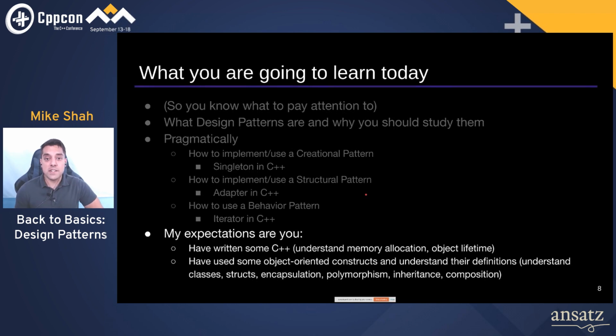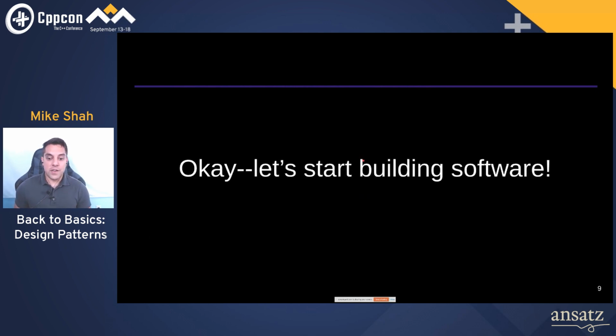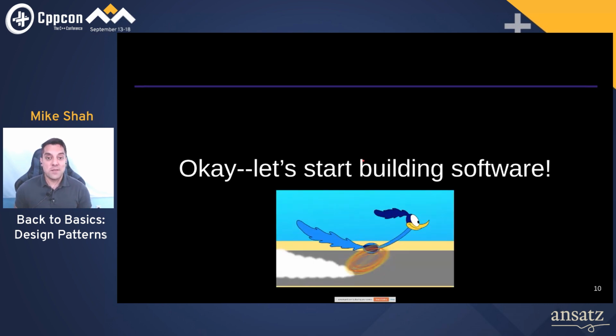Okay, so my expectations are, if you're watching this talk, that you have written some C++, you understand some of the basics about things like memory allocation, object lifetime, and so on. I'm also expecting that you'll know a little bit about object-oriented constructs, things like classes, structs, encapsulation, polymorphism, inheritance, composition. All these good things should be familiar terms for you. Okay, so with that, let's dive in. Let's just start building some software.